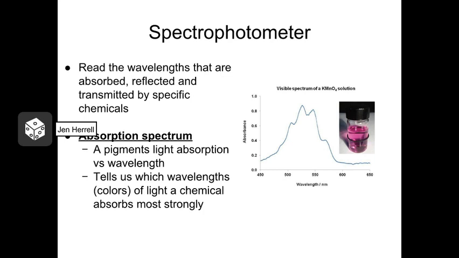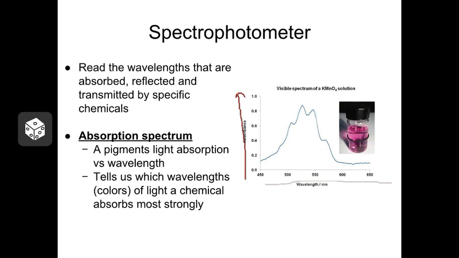Different chemicals absorb and transmit different colors of light. This property is unique to each different type of chemical and can even be used to identify that chemical. Let's take potassium permanganate as an example, that purple chemical that you worked with back in lab 2. If we take a sample of potassium permanganate and put it into a spectrophotometer, and we zap it with different wavelengths of light, different colors of light, we can measure the absorbance of each wavelength. In other words, we can tell which colors of light this particular chemical is absorbing most strongly.